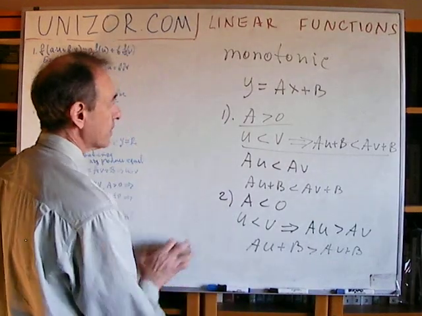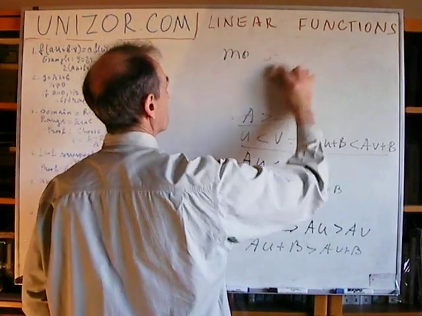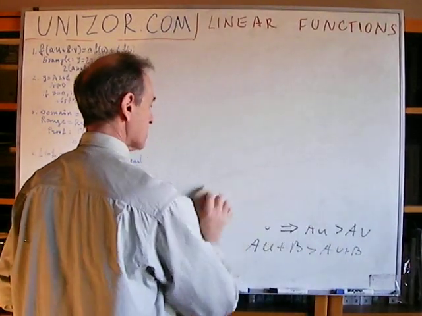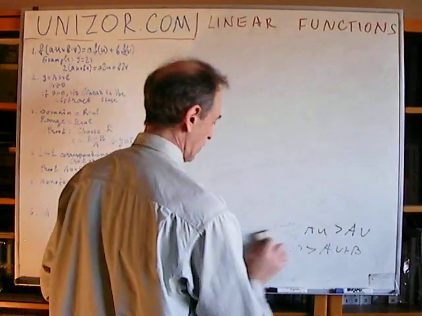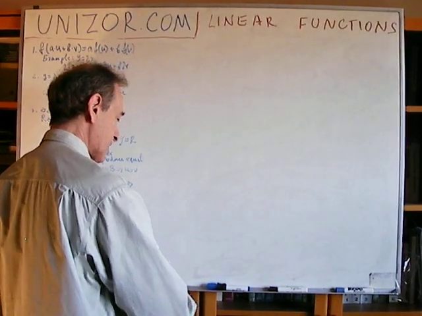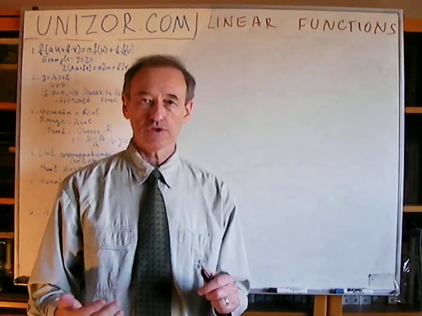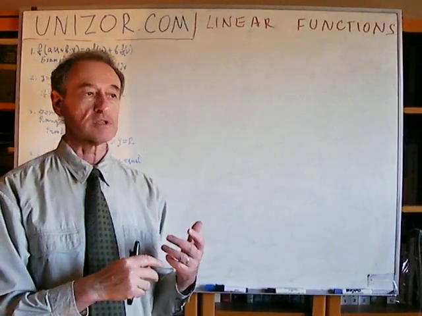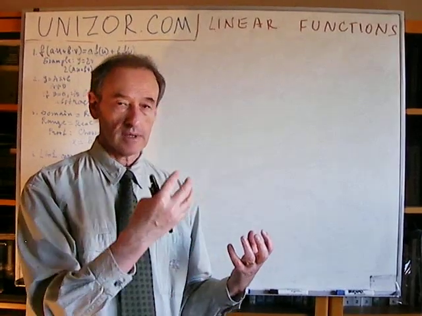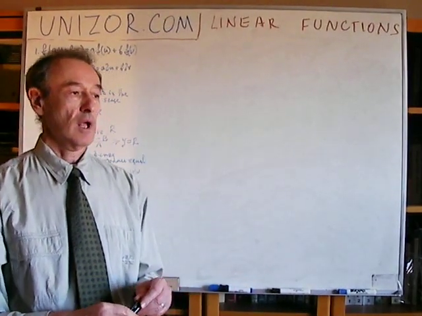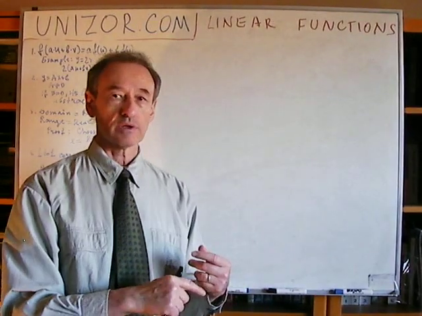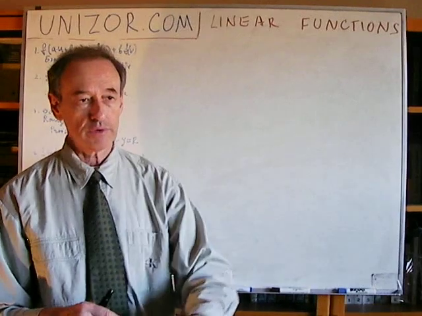Now, the only thing which I actually wanted to talk about is why we so adamantly insist on A is not equal to zero. And I gave you already a couple of examples of the properties which are important for linear function. For instance, that the linear function establishes one-to-one correspondence between the set of real numbers and itself.